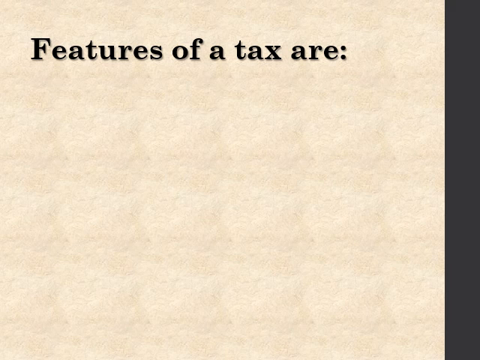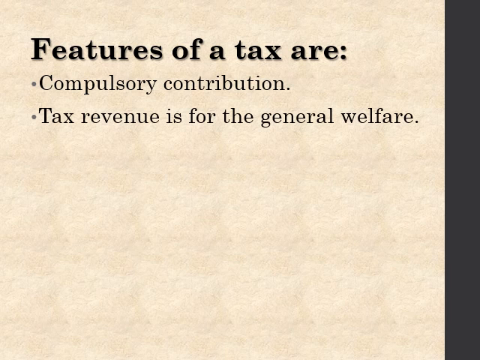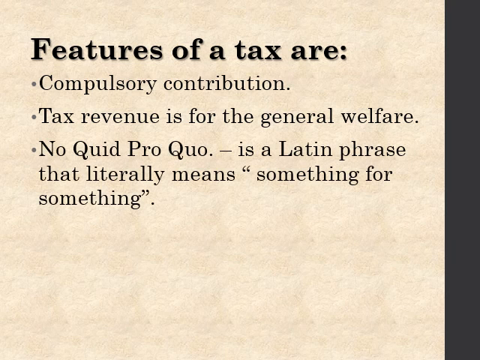So features of taxes: compulsory contribution. Tax revenue is for general welfare. Whatever taxes you deposit to the government treasury will be used for the welfare of society. Then no quid pro quo, a Latin phrase meaning something for something. So it means you will not get something directly in return, but indirectly the government will do something for you.